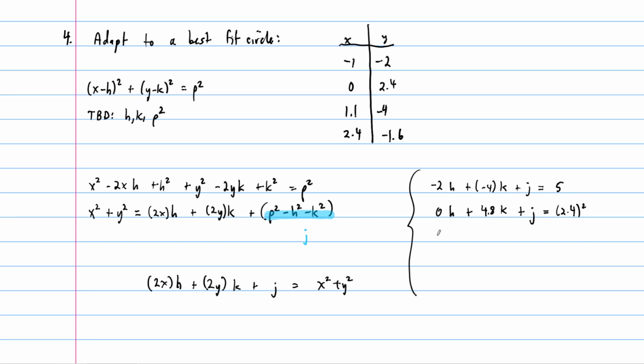Then over here we have the next one, 2.2h plus, this one's going to be minus 8k plus j equals, on this side, 16 plus 1.21, so that's 17.21. And then finally we have 4.8h plus, this one's going to be negative 3.2k plus 1j equals the sum of the squares of these ones, so 2.4 squared plus negative 1.6 squared.